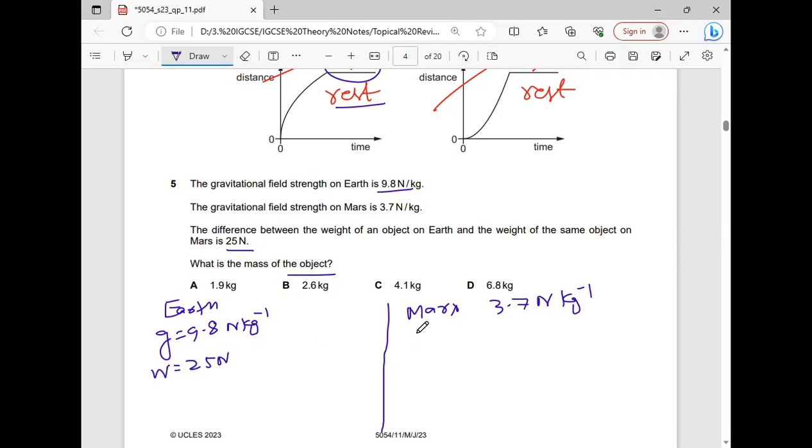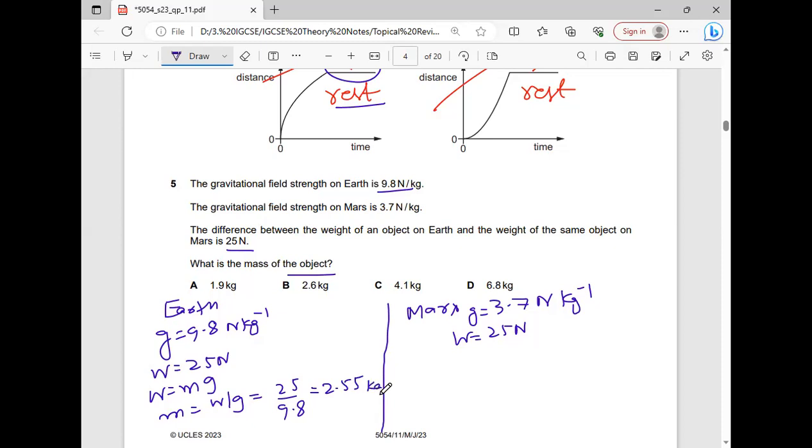Since the object remains the same, W is equal to 25 Newton. What was the formula of weight? W is equal to mg. So m is equal to W over g. So it's 25 over 9.8. When we calculate, it will be 2.55 kg.